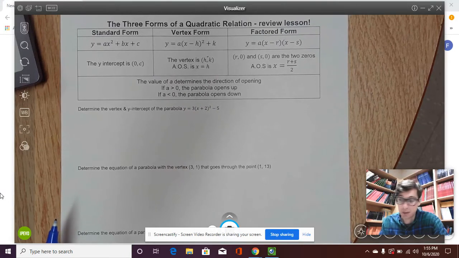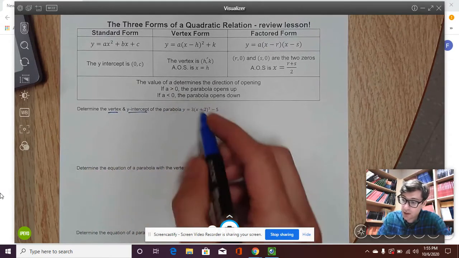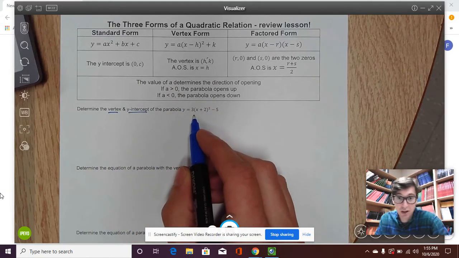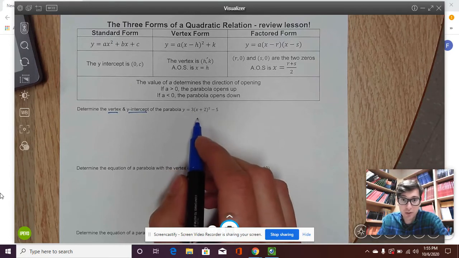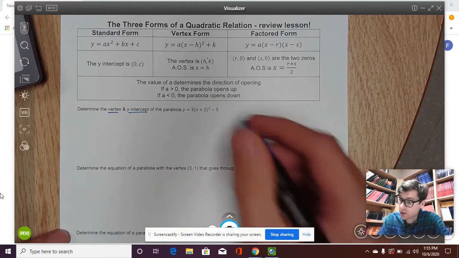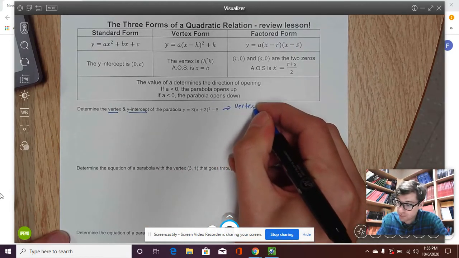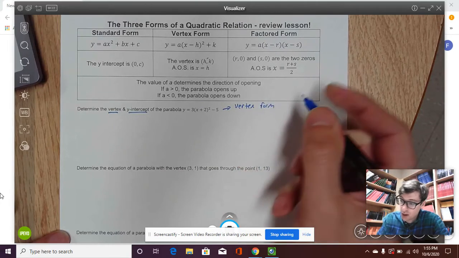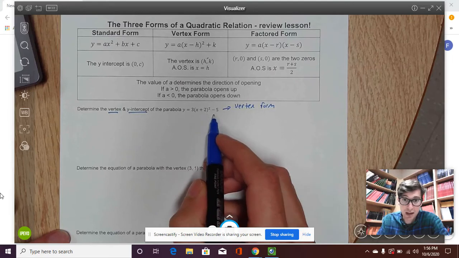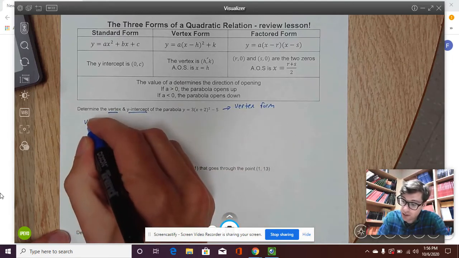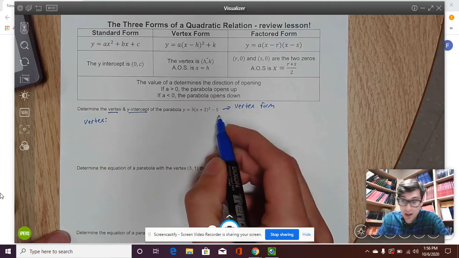In the first example, we're going to determine the vertex and the y-intercept of this parabola: y equals 3(x plus 2) squared minus 5. The first thing we always want to do when I see a parabola is figure out what form it is. It should come pretty quickly to us that that's vertex form, because I have one piece of key information, the h inside the brackets and the k outside. So my vertex is going to be (h, k).